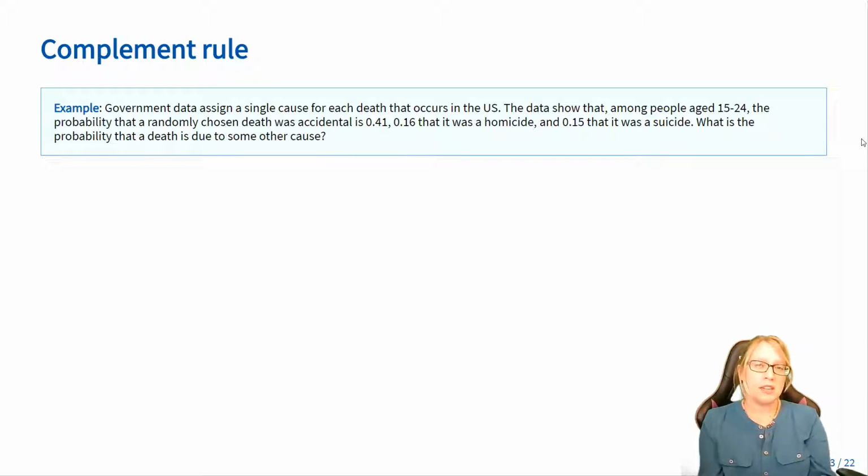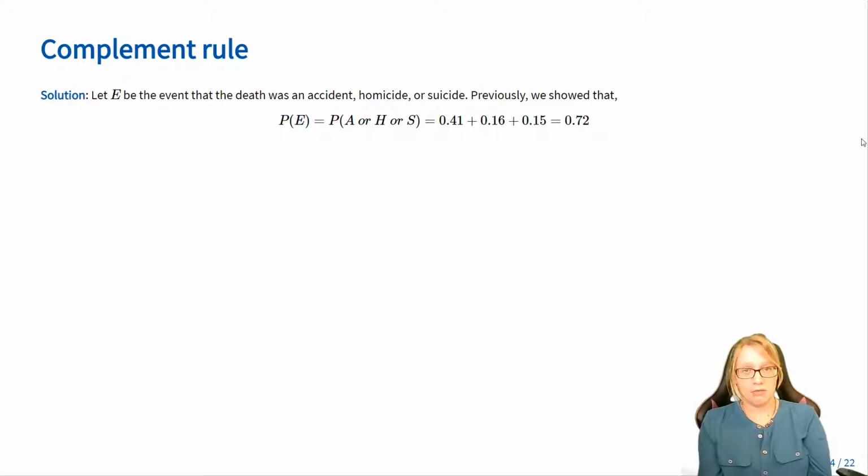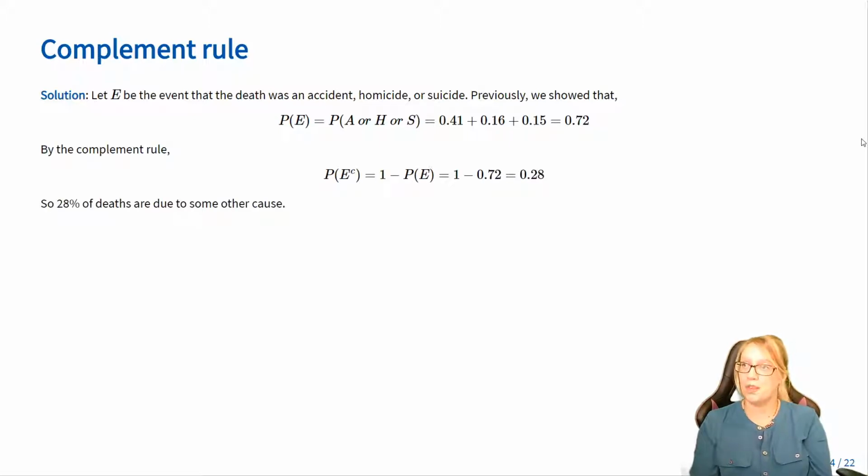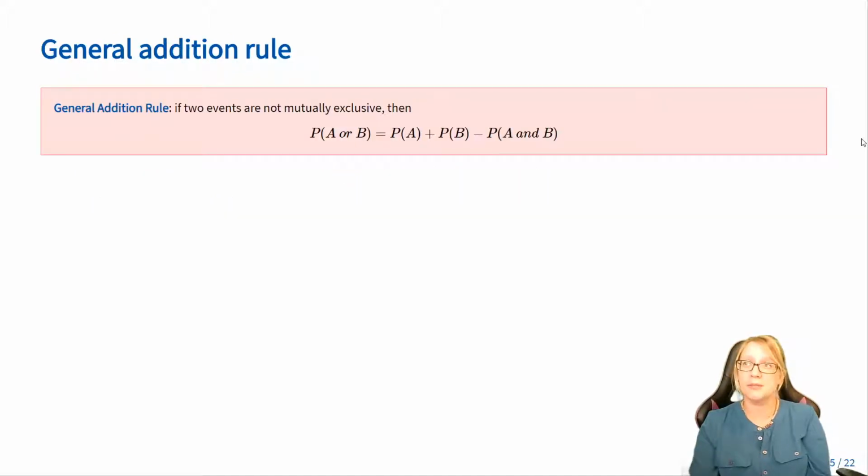So same example. What's the probability that the death is due to some other cause? Well, I'm going to let E represent that event. Typically, we assign capital letters to represent events or outcomes just to make life a little easier when we're writing the probabilities. So let event E be the probability that the death was an accident, homicide, or suicide. Probability of E is 0.72. Probability that it was some other cause, or E complement, is 1 minus the probability of E, 0.28. So 28% of deaths in that age range are attributable to some other cause.